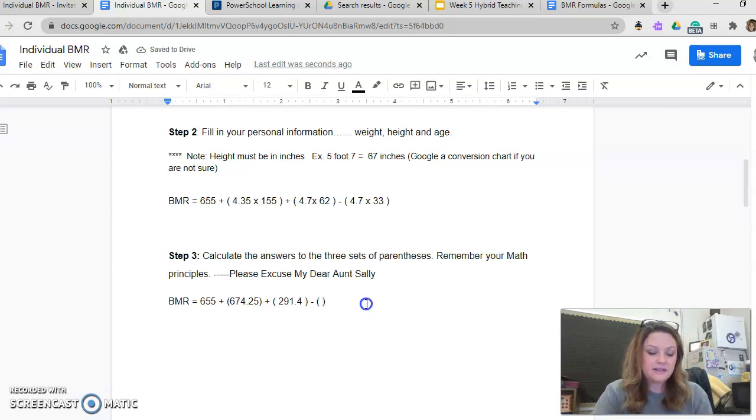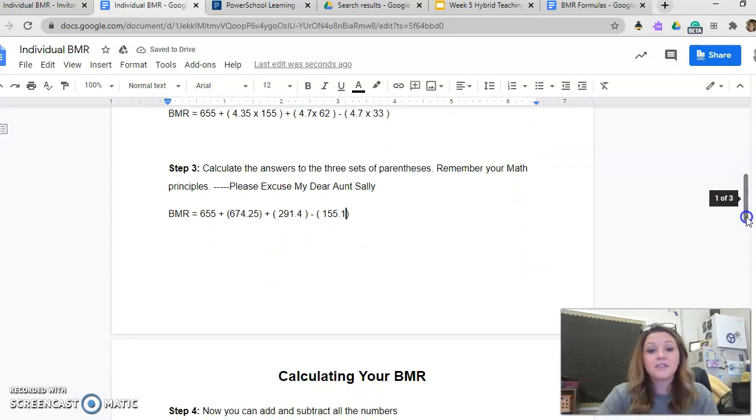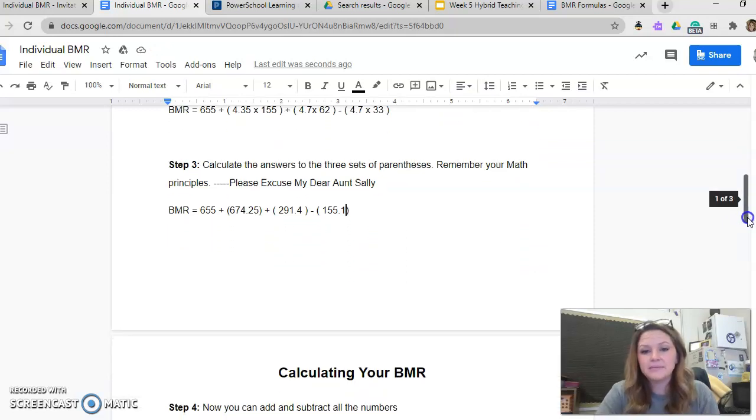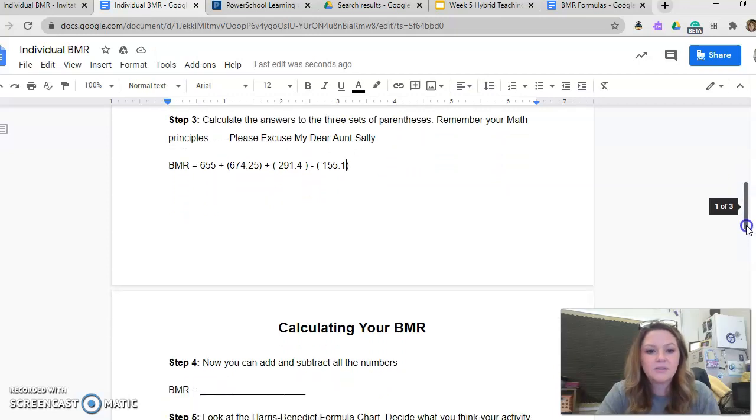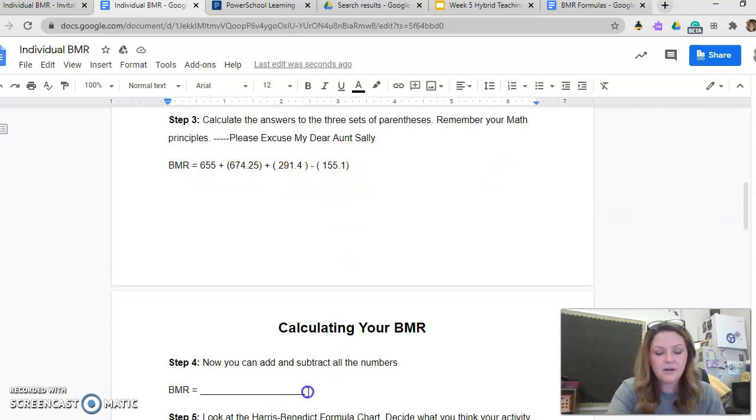Okay, all right, so last set of parentheses here, which is my age. Now, these answers obviously are going to be different for you when you calculate it, so that is the next step in the process. That's what mine would look like. Okay, so now we can add and subtract to get our BMR. So let's see what my BMR is.